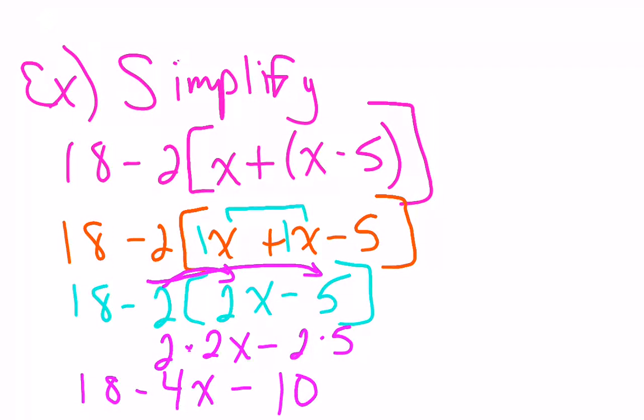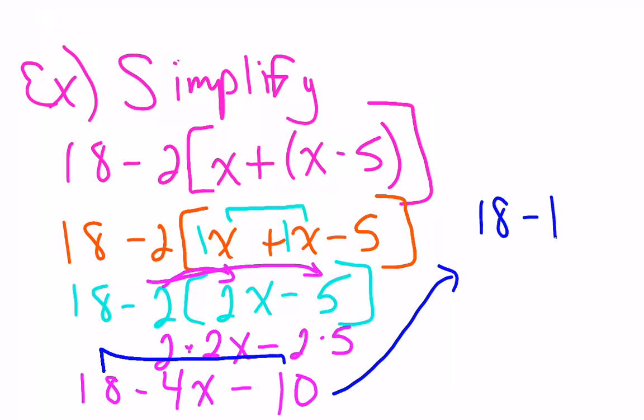And now we look for like terms. Notice that we take the sign in front of the other terms. So over here, looking at it, we have 18 minus 10. So we've been dealing with pluses up to now, but here's a minus. So 18 minus 10 gives us 8. So our final answer is negative 4x minus 8.